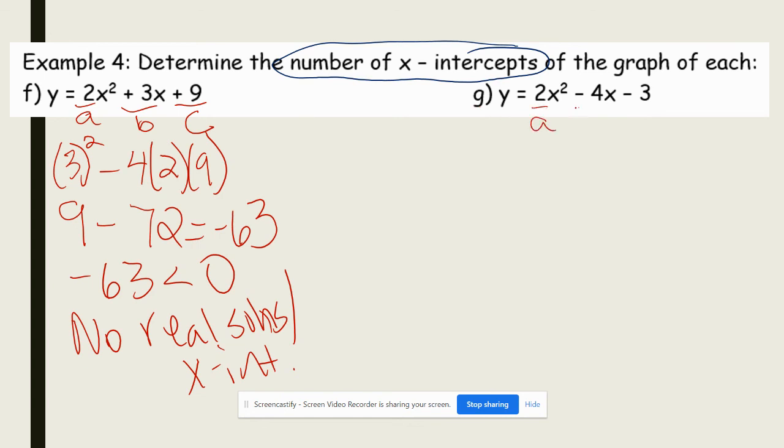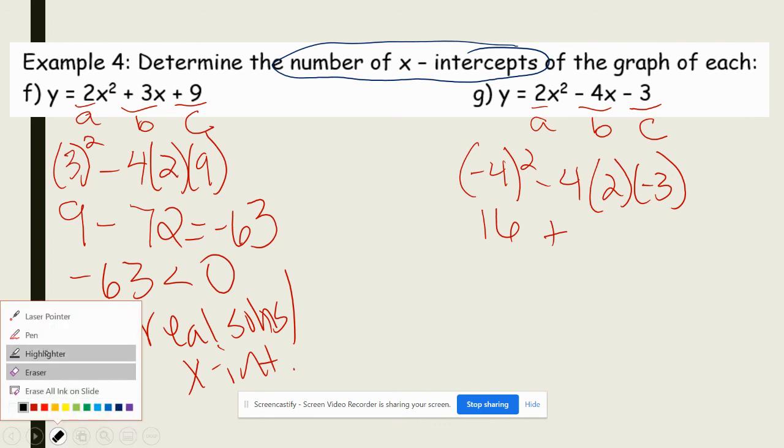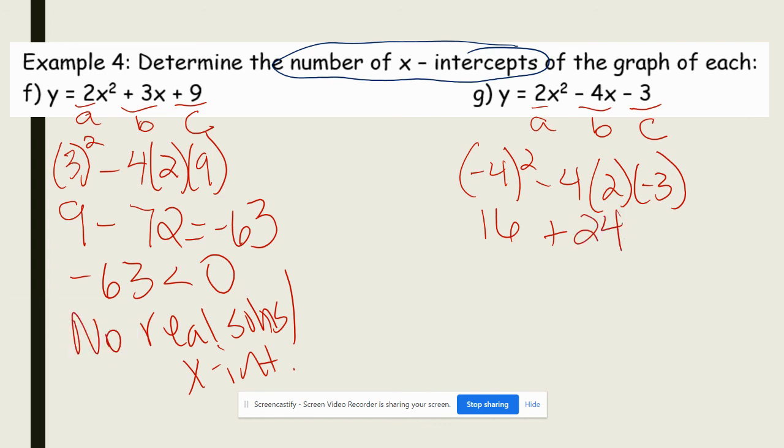Example G, A, B, C. Negative 4 squared minus 4 times 2 times negative 3. It's positive 16 plus 18. Oh, sorry, that's wrong. It's not 18. That's 8 times 3, that's 24. 16 plus 24 is 40. 40 is greater than 0, so there would be 2 x-intercepts or solutions.